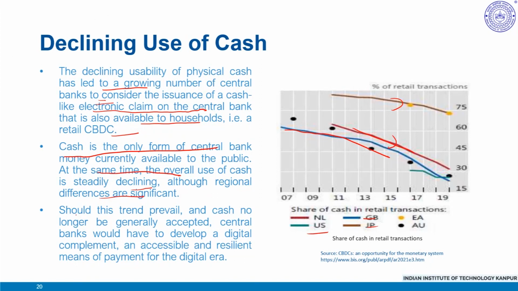Lastly, should this trend prevail and cash no longer be generally accepted, central banks would have to develop a digital complement as an accessible and resilient means of payment for the digital era. If this is absent or there is not sufficient cash available in times of stress, a conversion of commercial bank money into risk-free central bank money, such as banknotes, would no longer be possible. Making CBDCs available to the public as a digital cash-like form of central bank money may prove very helpful in such situations in safeguarding the confidence in the currency, or the nation's central bank or fiat money or fiat currency.